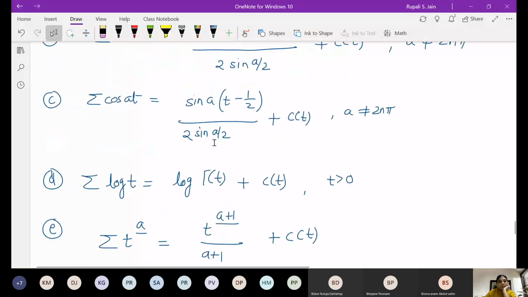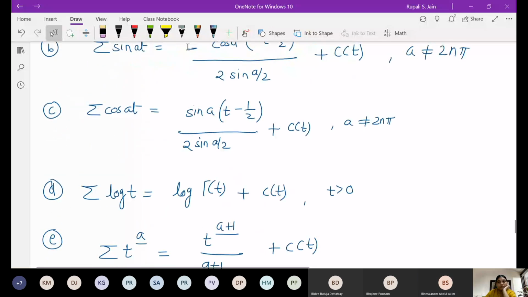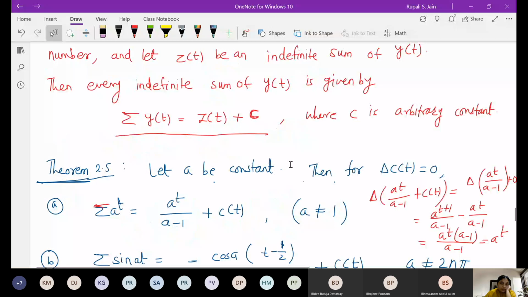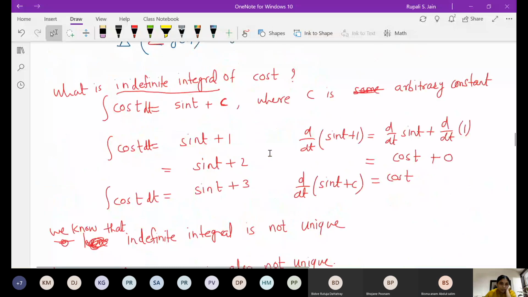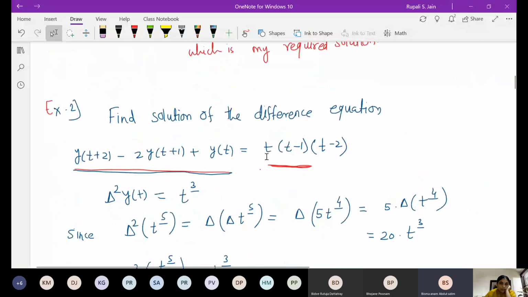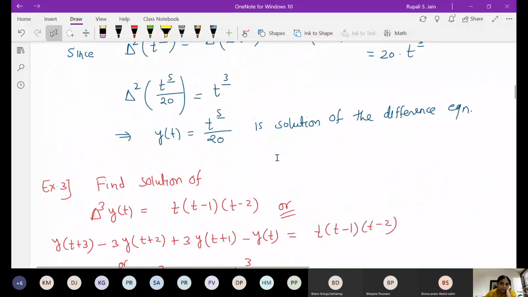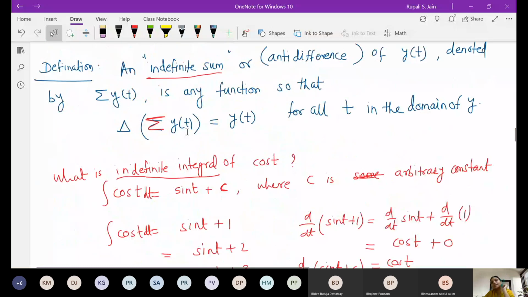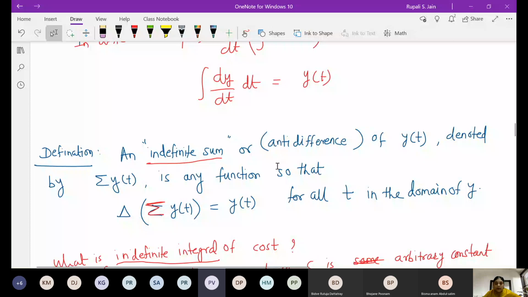Okay, the remaining things we will see tomorrow. Any doubt till now? Today we have seen how to solve difference equations which contain t to the r falling power. And what is an indefinite sum? Indefinite sum, or you can say anti-difference, is a concept similar to anti-derivative or integration.